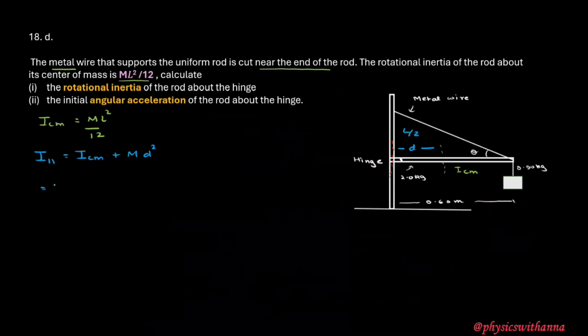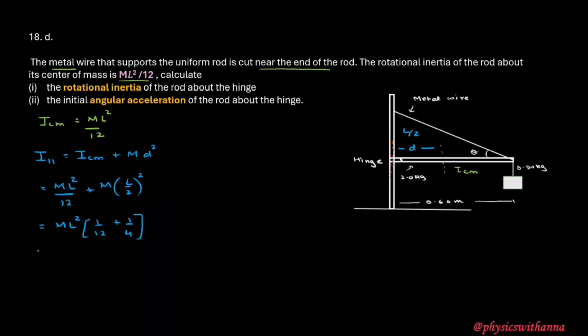Now let's substitute. ICM is ml squared by 12 plus m times L by 2 squared. Let's take ml squared as common. Here we have 1 over 12 plus 1 over 4. That gives you moment of inertia about the hinge to be equal to 1 over 3 ml squared. Now we can substitute the values here. 1 over 3, mass of the rod is 2 kilogram, length of the rod is 0.6 squared. And when you solve this, you get rotational inertia about the hinge to be equal to 0.24 kg meter squared.